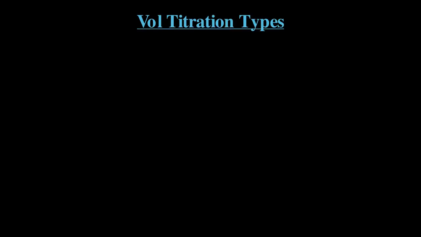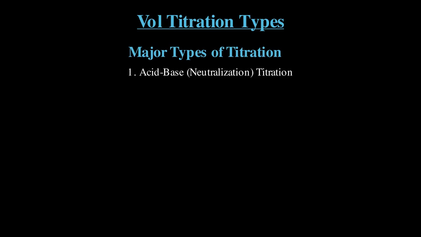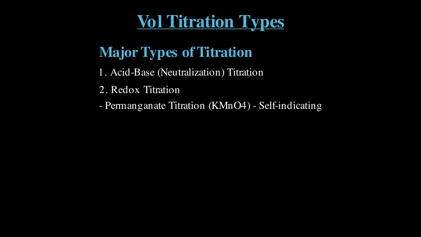Volumetric analysis involves several techniques. The main titration types you'll encounter can be grouped into 4 categories. First, we have acid-base or neutralization titrations, like reacting a strong acid with a strong base. Second are redox titrations based on oxidation reduction. A key example is permanganate titration, which is conveniently self-indicating.